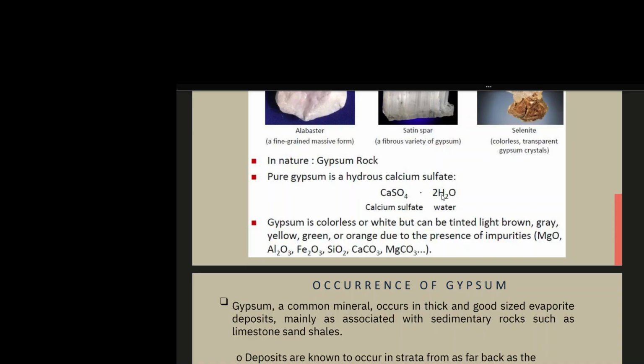It has a little bit of water. Now gypsum is colorless or white, but can be tinted light brown, gray, yellow, or green, right? So things that are really important for us. And presence of impurities such as magnesium oxide, aluminium, iron, silica, calcium, magnesium carbonate oxide, right?